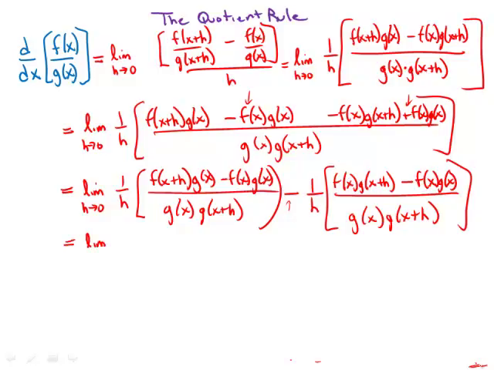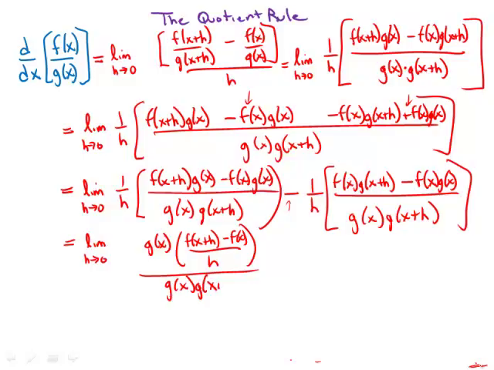So in each one of these, I'm going to do some reconfiguring now. In the first one, I'm going to factor out a g of x. And then I'm going to move the 1 over h inside underneath this difference. So I get an f of x plus h minus an f of x over h, and this whole thing is over the double g expression.